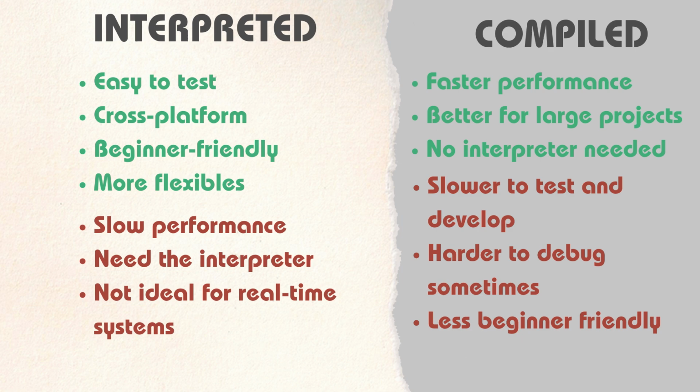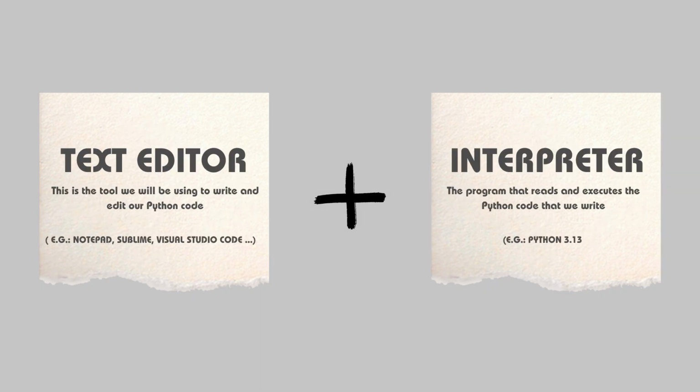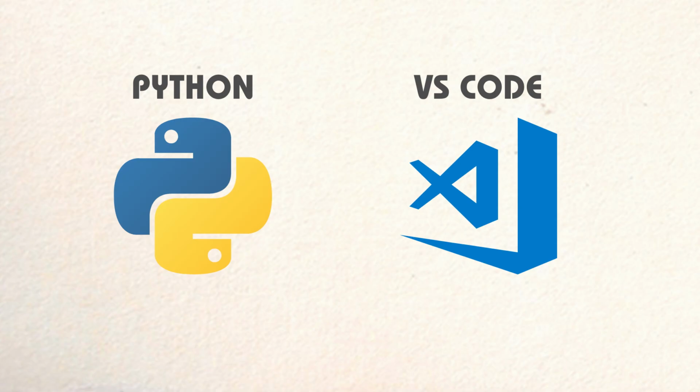Now that we understand all these concepts, let's see how we can set up our environment to write and execute our first Python script. Can you guess what we need to run the Python code? Well, yeah, that's simple. We need a text editor and also an interpreter, which in our case will be Python, and for the text editor we will be using Visual Studio Code.